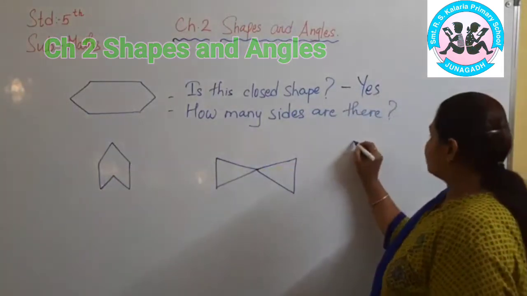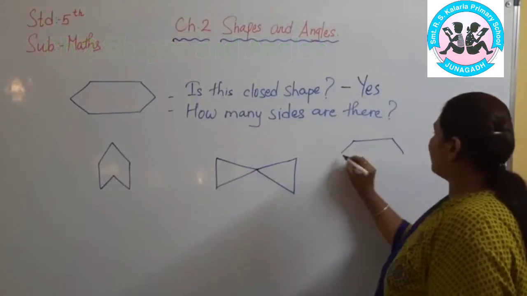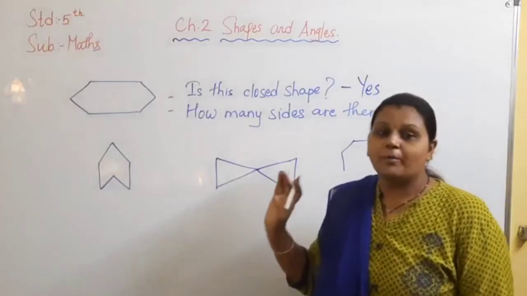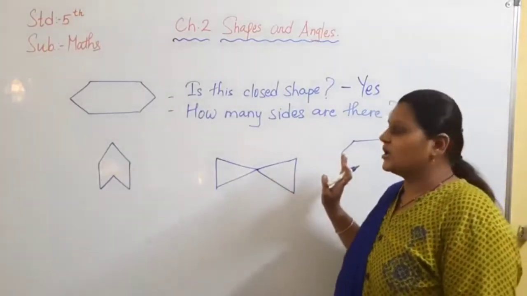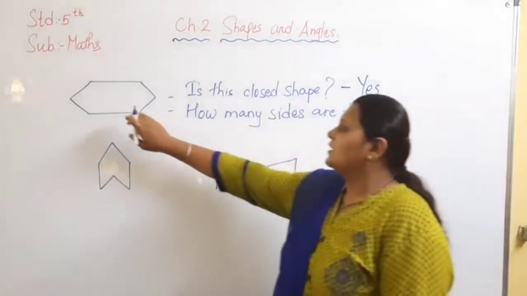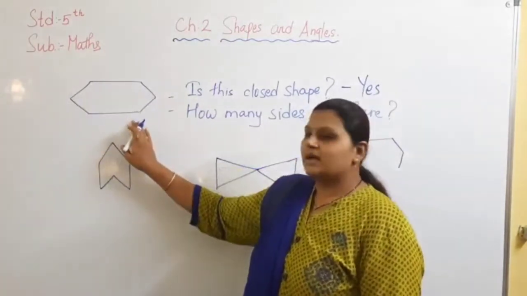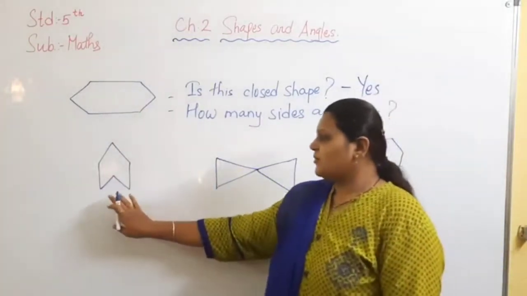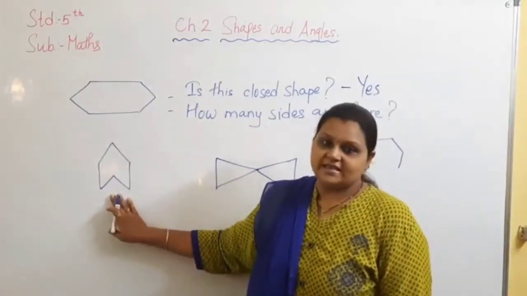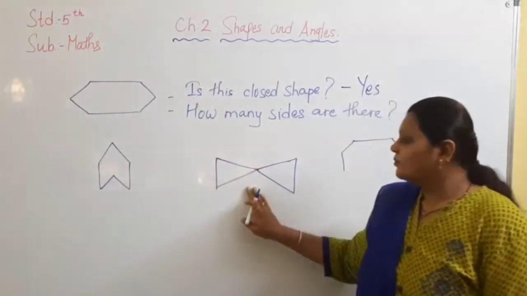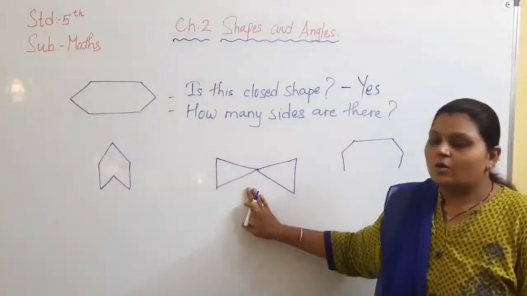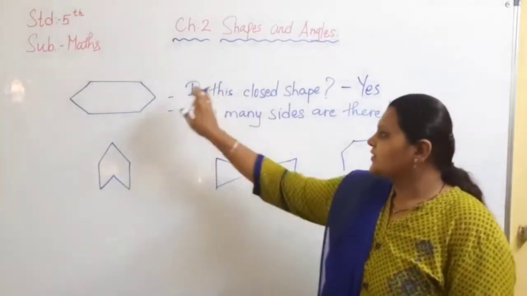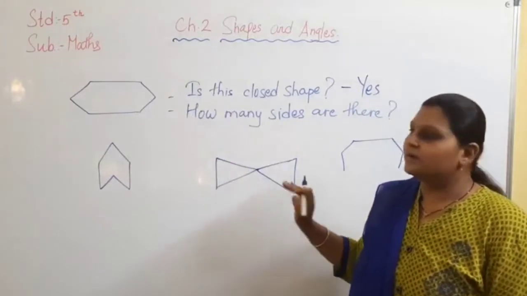Suppose the shape is like this, then it is open, because here one side of the shape is open. Then we can say that this shape is an open shape. But here all the sides of the shapes are covered and it is closed. Now going to this shape, is this closed? Yes, it is closed. Moving to this, is this closed? Yes, because all the sides are closed. So these are called closed figures.